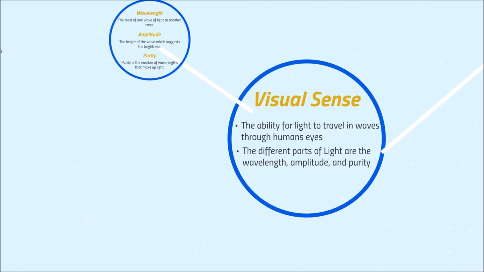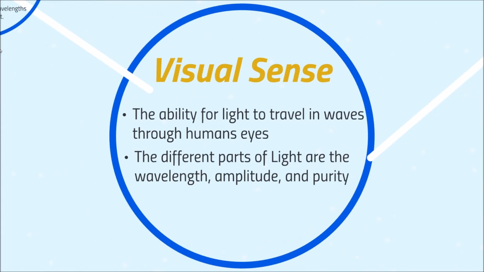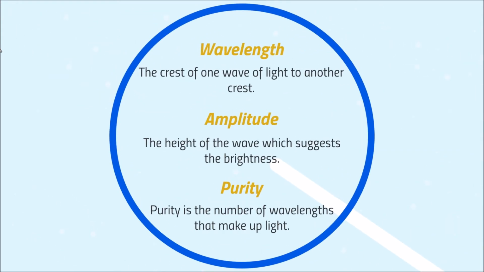Visual sense is the ability for light to travel in waves through humans' eyes. The different parts of light are the wavelength, amplitude, and purity. Wavelength is the crest of one wave of light to another crest. Amplitude is the height of the wave, which suggests the brightness. Purity is the number of wavelengths that make up light.